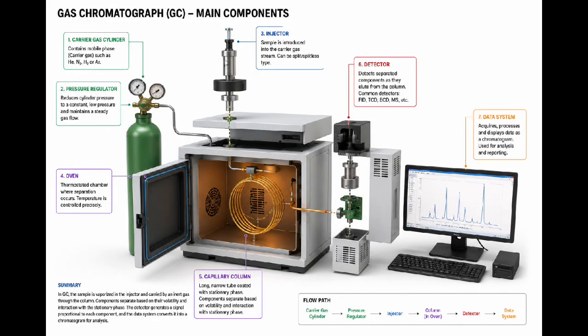Components of a GC instrument. A GC chromatograph consists of several important components. First, the carrier gas supply system provides a continuous flow of inert gas. Second, the injector introduces the sample into the instrument. Third, the oven controls the temperature of the column. Fourth, the column performs separation of different compounds. Finally, the detector. The detector detects separated compounds and converts them into electrical signals.